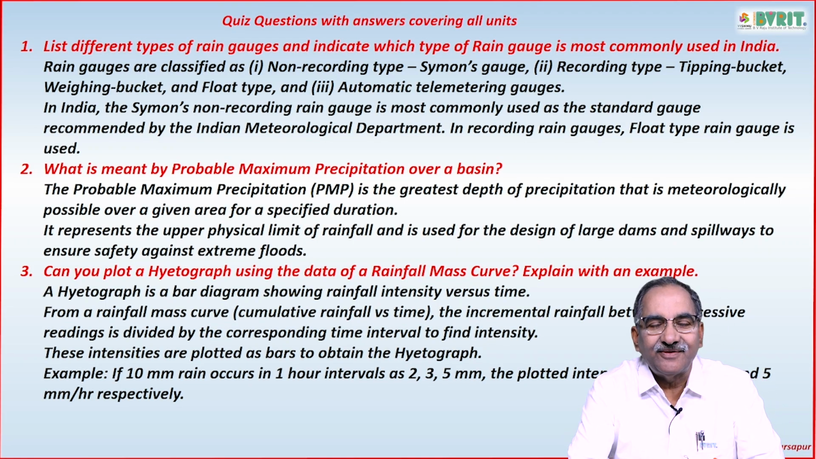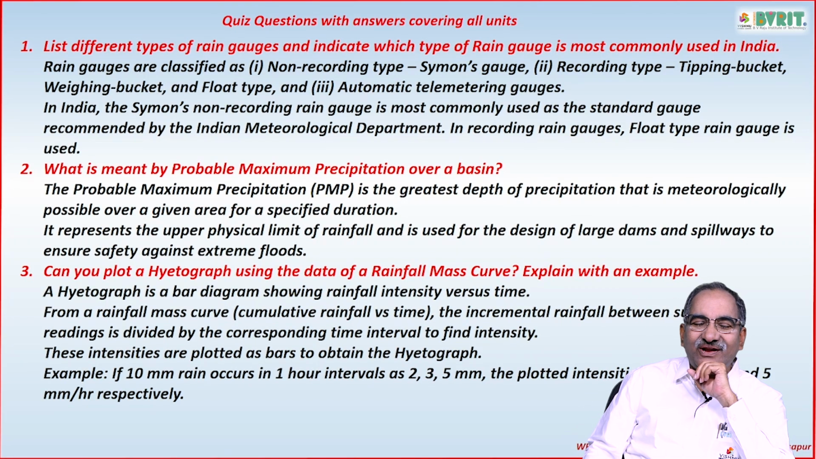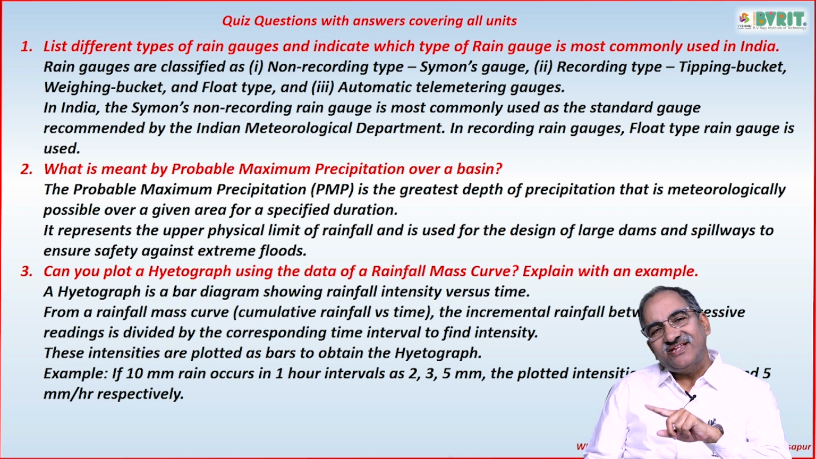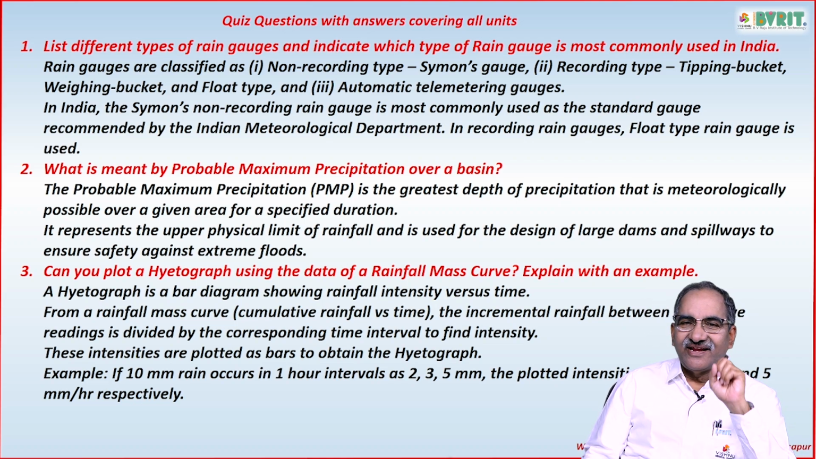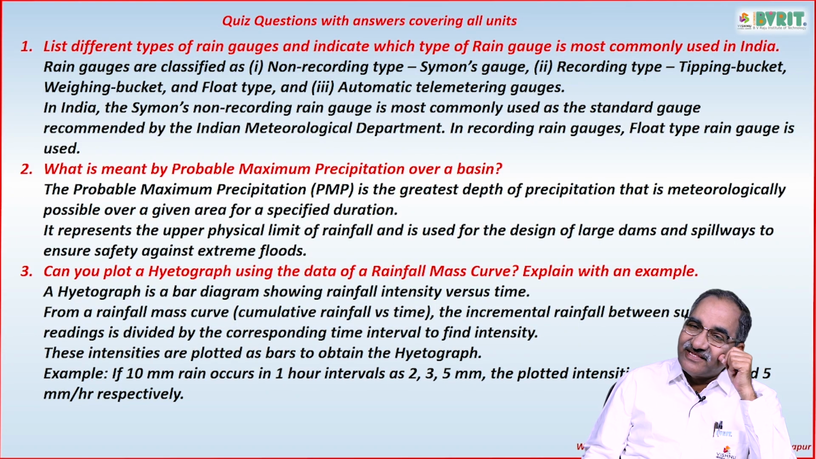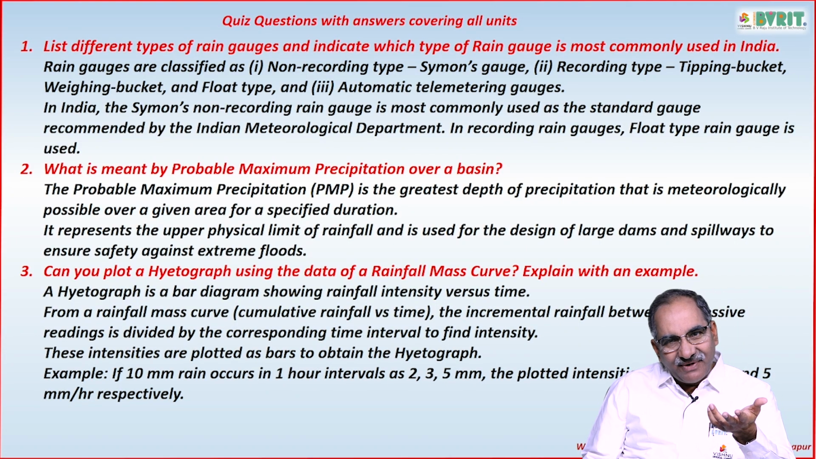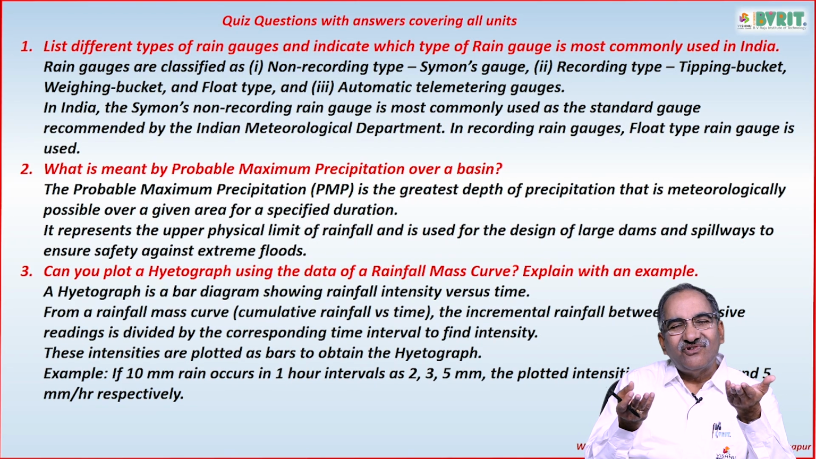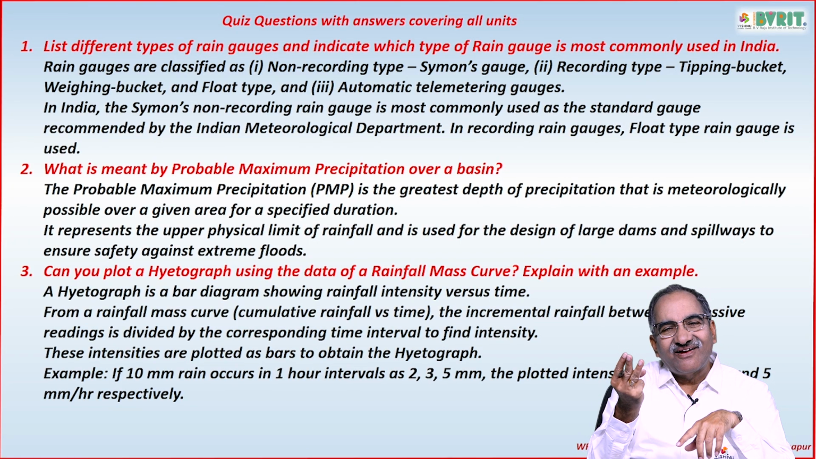So, list different types of rain gauges. Already yesterday we talked about how rain gauges can be classified. One is non-recording rain gauges, the other is recording rain gauges. The non-recording rain gauge is basically the Symons rain gauge, whereas the recording rain gauges are the weighing bucket type, tipping bucket type and float type. So together there are 4 only: one non-recording, 3 recording.